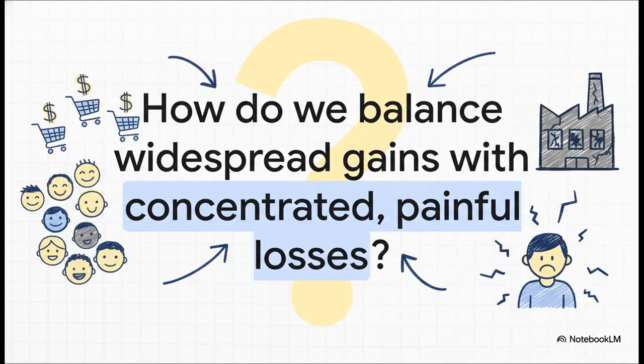And this leaves us with the fundamental political challenge of trade. The economic gains are huge, but they're spread so thinly across millions of us as slightly lower prices that we barely even notice. The losses, though, like a factory closing down, are small in the grand scheme, but they are incredibly concentrated and intensely painful for the people who lose their jobs. So the real question we're left with is, how should we, as a society, balance those widespread, almost invisible gains against that very real, very concentrated pain?